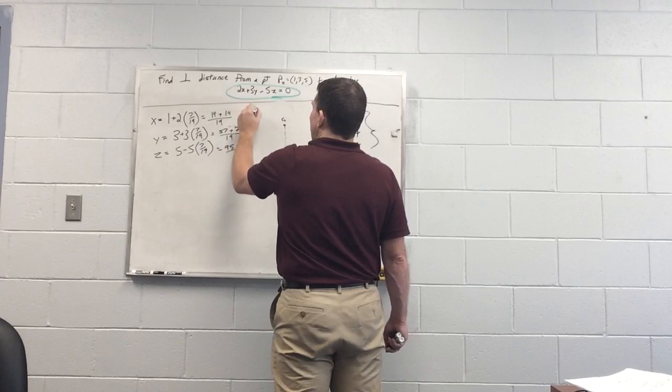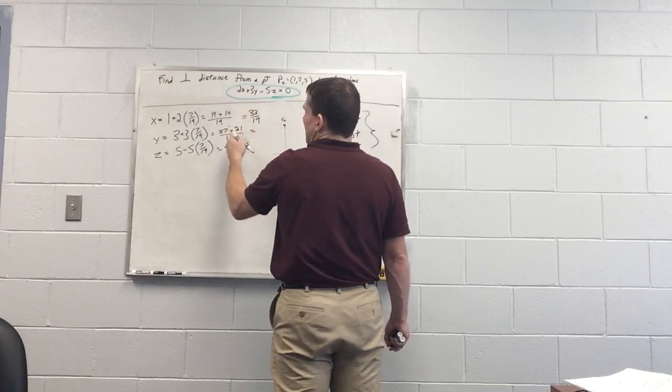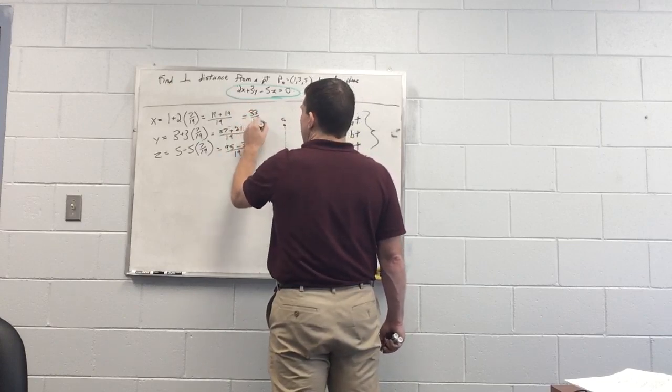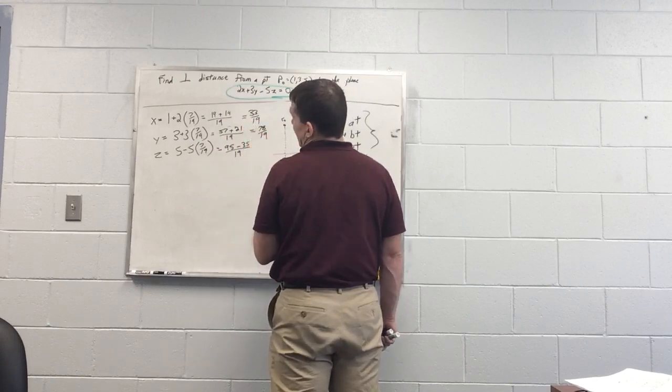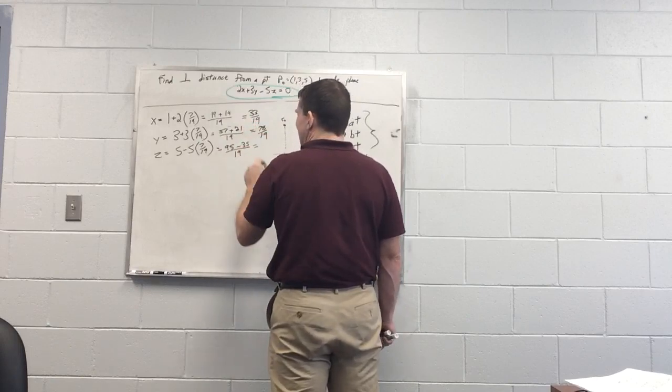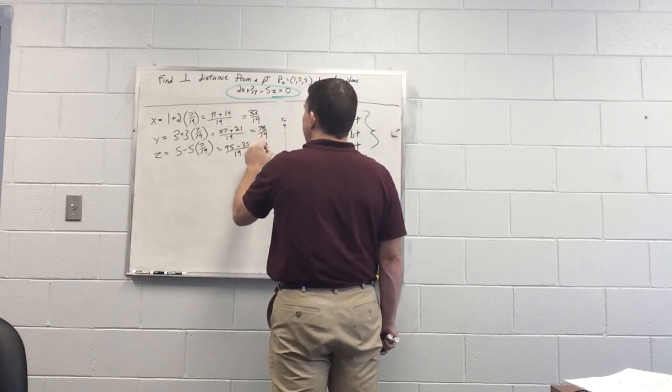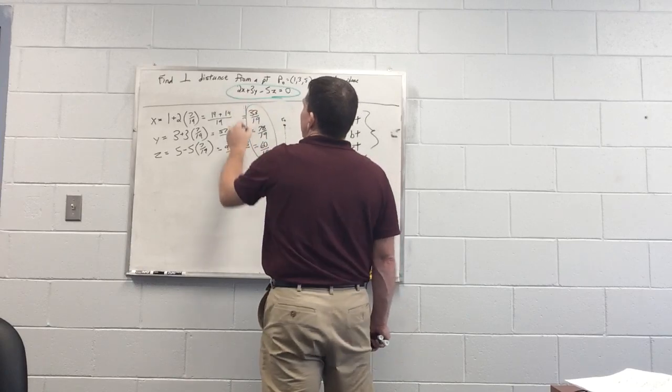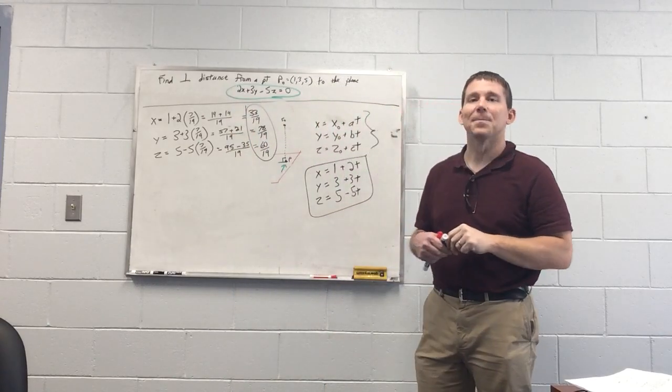19 plus 14 is 33/19. 57 plus 21 is 78/19. 95 minus 35 is 60/19. And now I have my p right there.